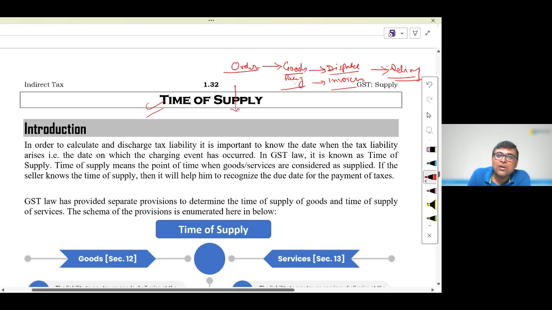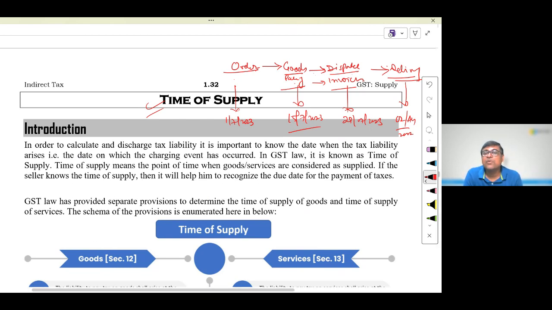Say you got the order on 1st July 2023. Packing started on, say, 15th July 2023. Packing and manufacturing started, and you dispatched or made the invoice on, say, 29th July 2023, and delivery was supposed to be done on 2nd of August 2023. It may happen. So the question arises: at which date should we consider the supply has been made by you? This chapter will decide. This is the importance of this chapter.